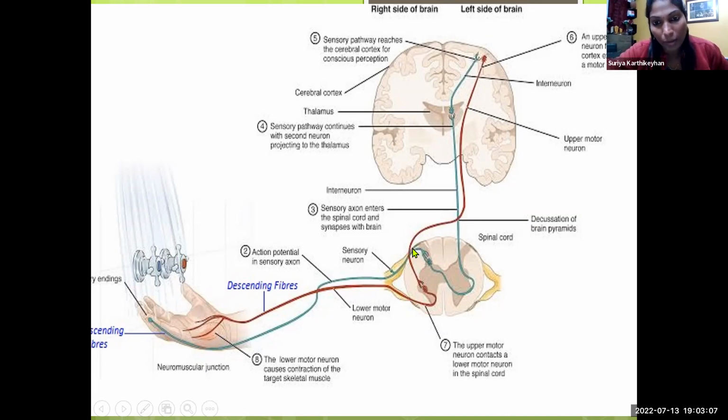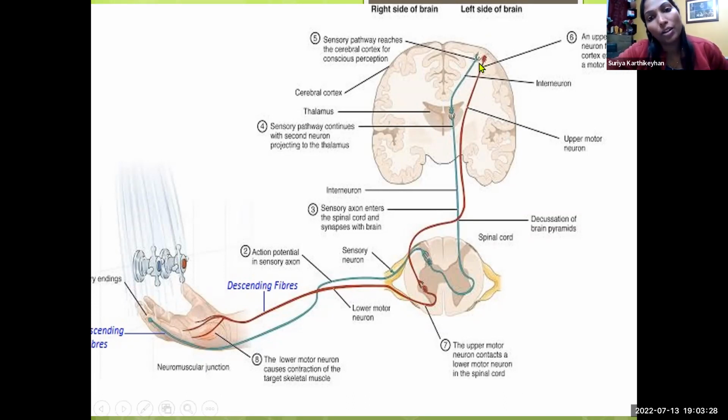Okay, and then it will be reaching the, this is descending motor, so it has to reach the anterior horn of gray column. Okay, anterior gray column. From here, through the motor neurons, this information is carried to the periphery through the ventral root. It will reach the periphery here. Okay. What happens to the anterior corticospinal?